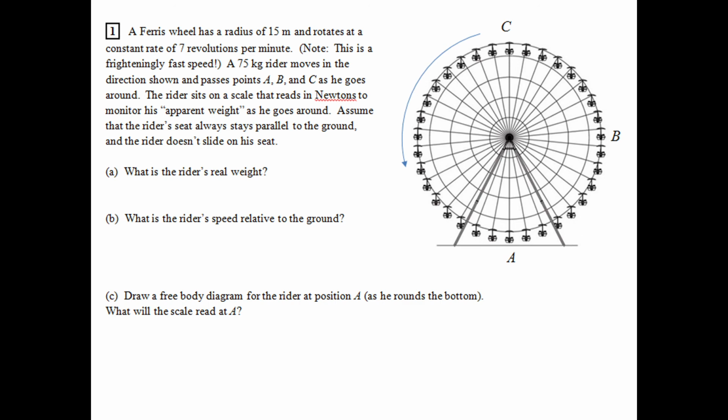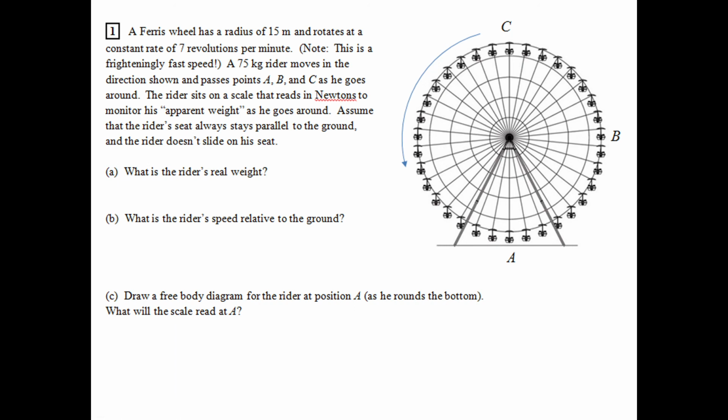Counterclockwise, sometimes I abbreviate that as CCW. That's opposite to the direction the hands of a clock spin. It's the direction mathematicians like to go around circles. So the rider we're imagining is sitting on a perfectly flat seat, and we're going to imagine the cage always stays vertical, so the rider's seat is completely flat.